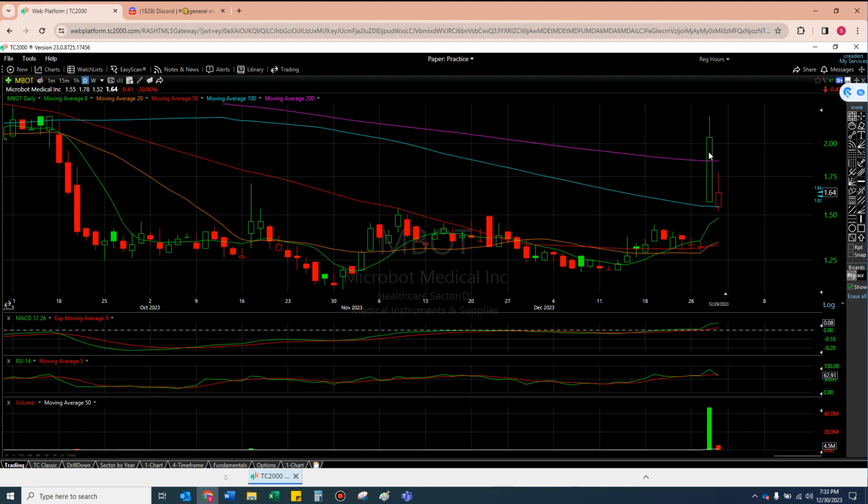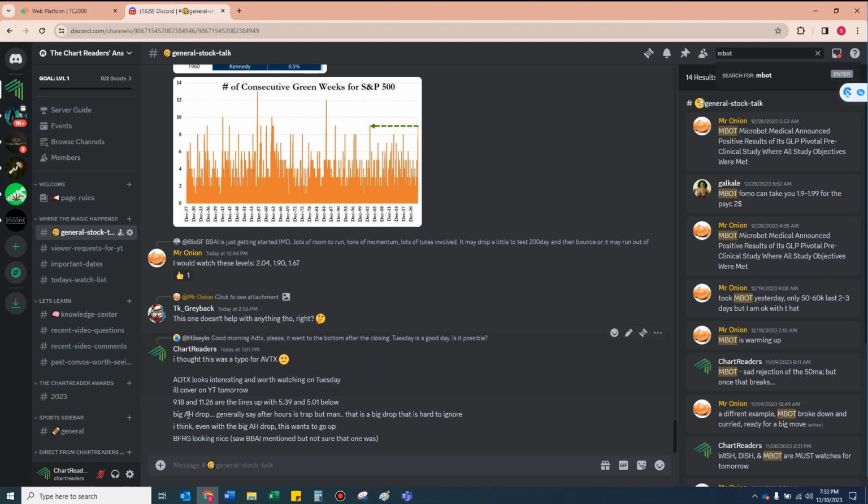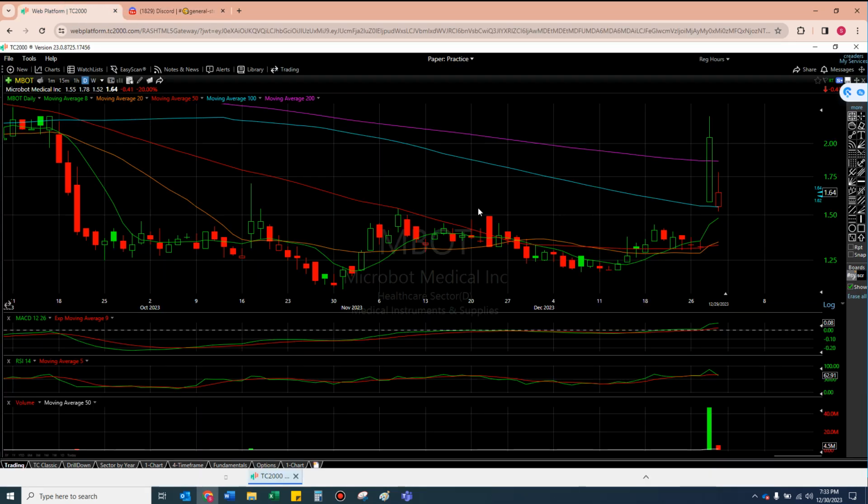MVIS, I don't know what the chart looks like. I did SoundHound. I'm assuming it's going to look a little bit like SoundHound, but I'm curious to see what happens with the 100 moving average on that one. And then ADTX, honestly, I didn't know this one. I literally just gave some comments right here. That's where it came from. I thought it was a typo for AVTX, but ADTX looks like it's an interesting one come Tuesday for sure. So excited to talk about these three, and I will give you more of my thoughts and opinions shortly.